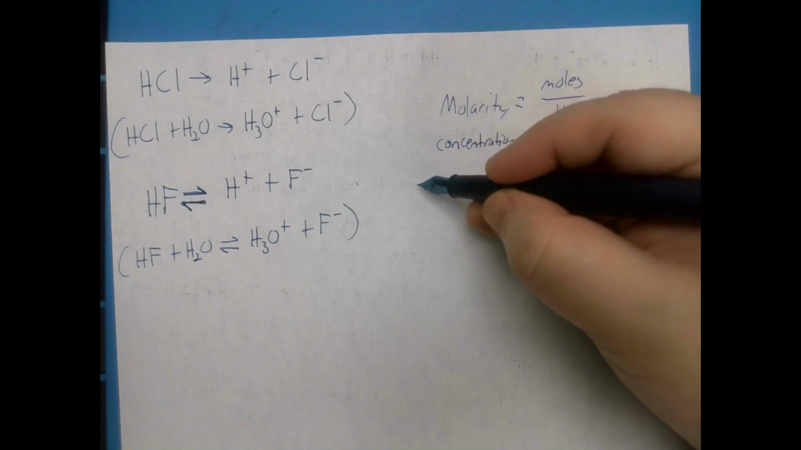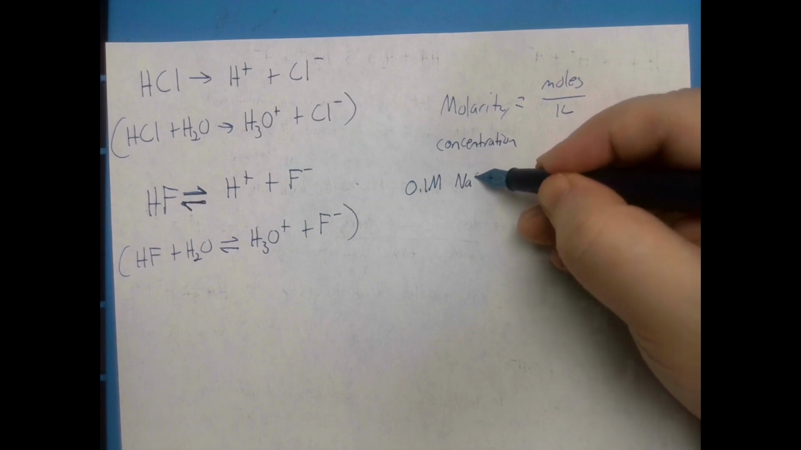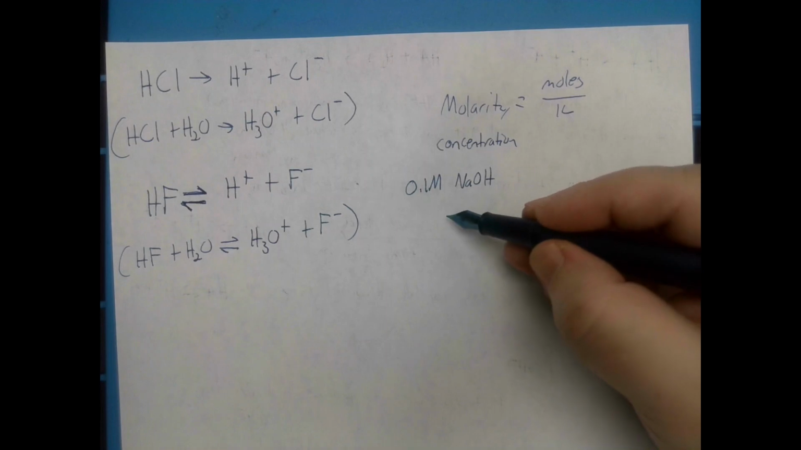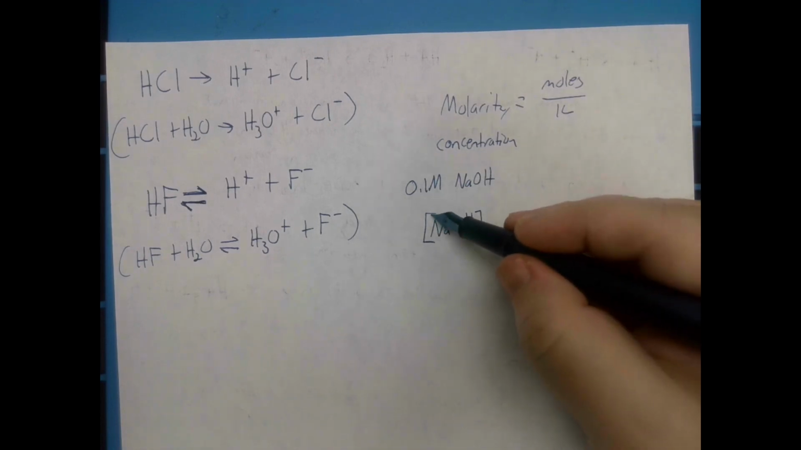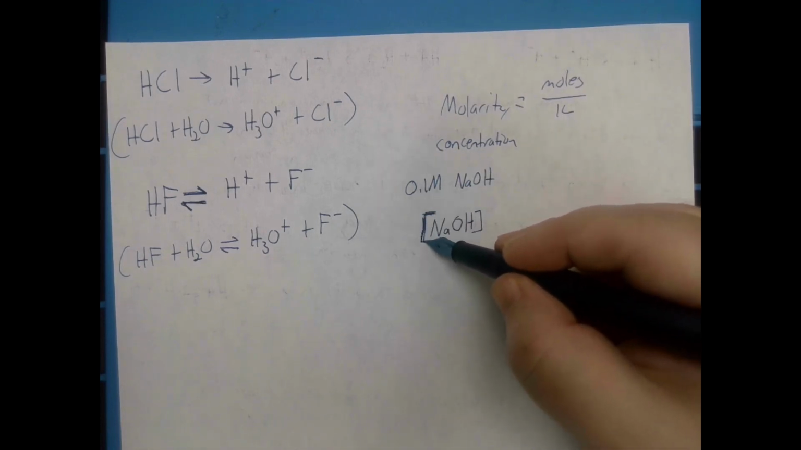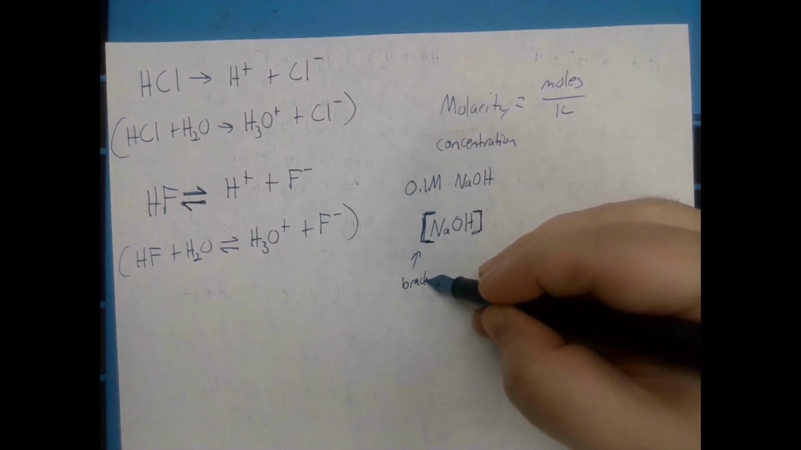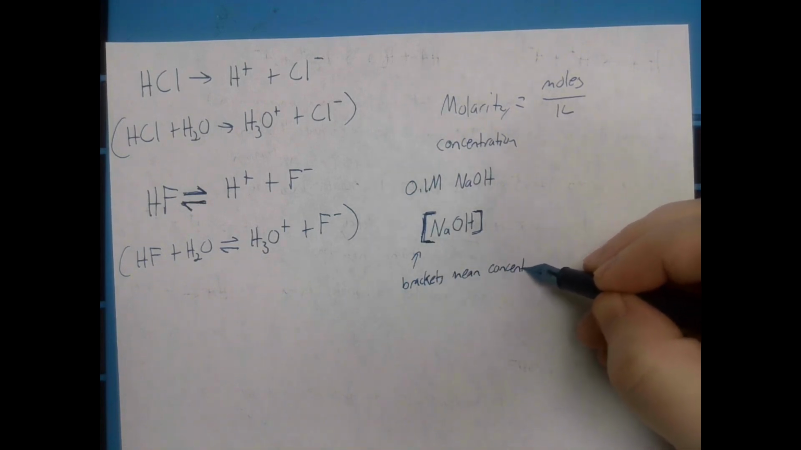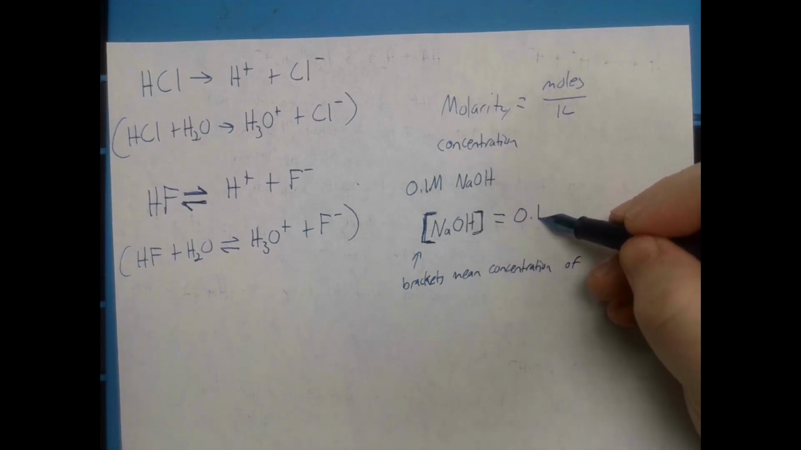So if I write 0.1 molar NaOH, we have a special symbol for concentration. If I put brackets around this, you can think of it as an operator. These brackets right here mean concentration of. So brackets mean concentration of. So this would be equal to 0.1 molar.